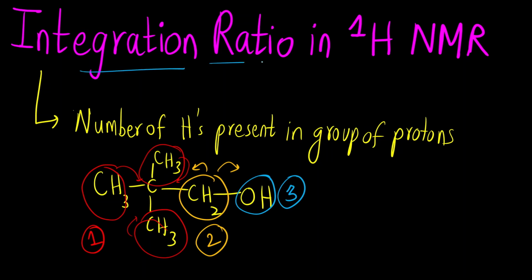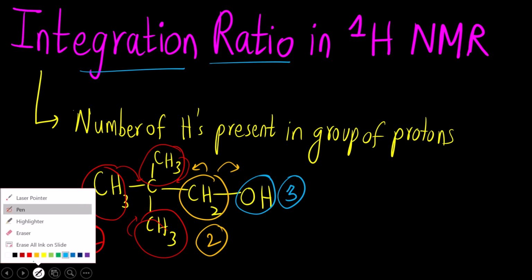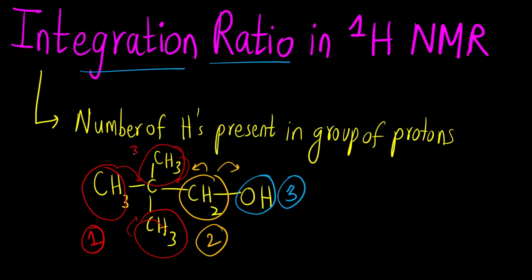And integration ratio means you have to count the number of protons. Now in the red group of protons, there are how many hydrogens? 3 plus 3 plus 3, 9. Then for the orange one, there are how many protons? CH2 has 2 protons. Okay, and then OH has 1 proton. So 9:2:1, that is the integration ratio. Okay, we'll see the intensity in the next slide.